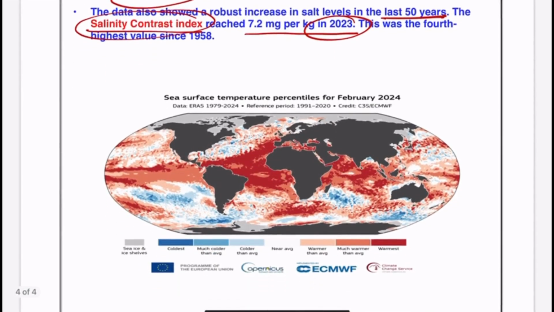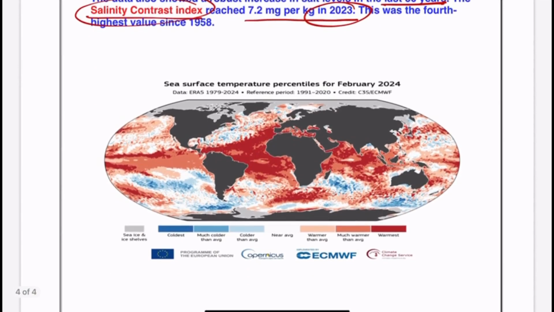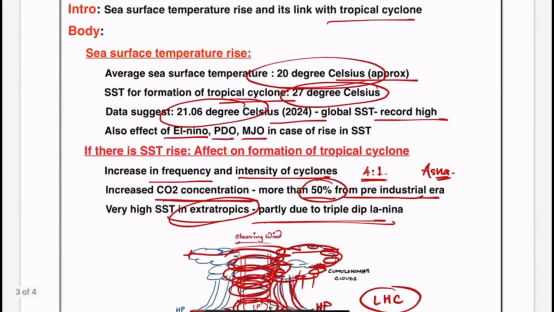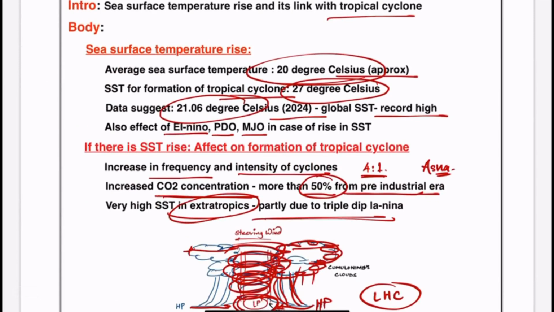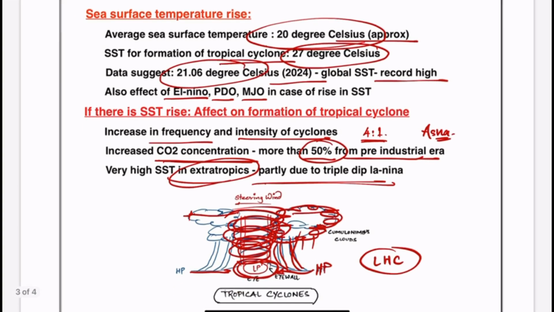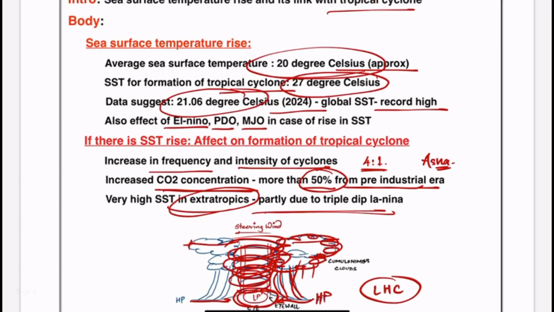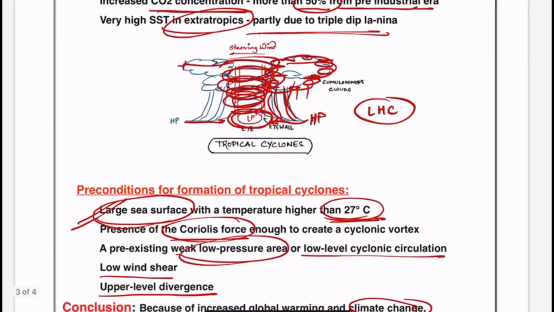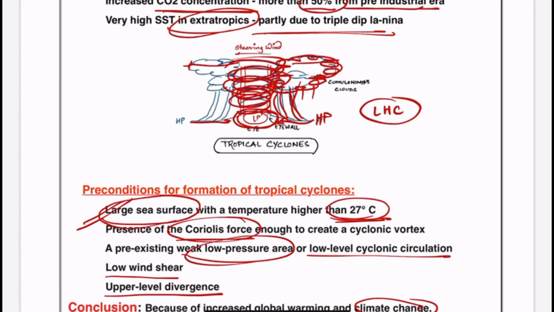So in this map, which was released by Copernicus Institute, we can see that the sea surface temperature has risen in extratropical region as well, because of which the incidences of cyclone has reached towards the extratropical region as well. So after looking at all these points, we can summarize that in 150 words, we can write the introduction, which is related to sea surface temperature rise and its linkages with tropical cyclone. And in the body part, we can subdivide it into 3 parts, that is sea surface temperature rise, then its impact on tropical cyclone, and also towards the end, we can write about the preconditions required for the formation of tropical cyclones. Thank you.